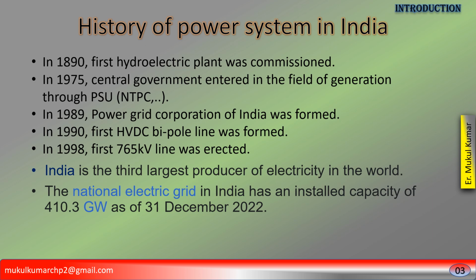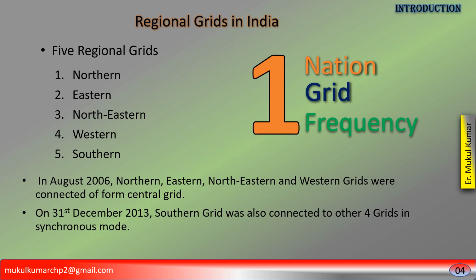India is the third largest producer of electricity in the world. The national electric grid in India has an installed capacity of 410.3 gigawatt as of 31st December 2022, and regional grids in India: there are 5 regional grids.